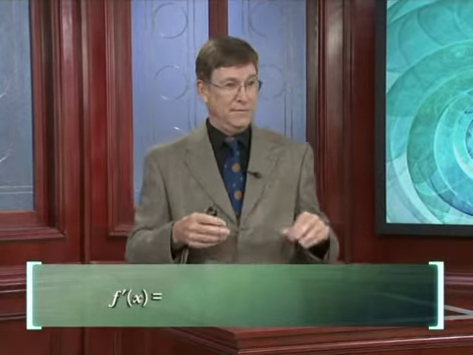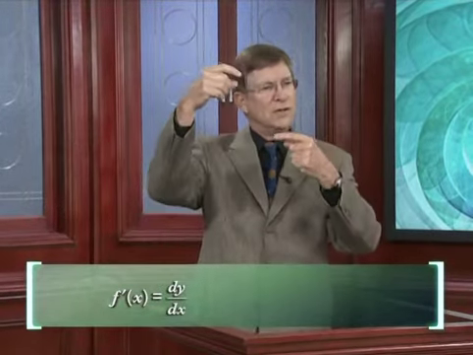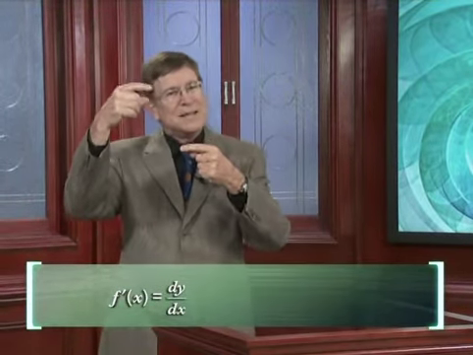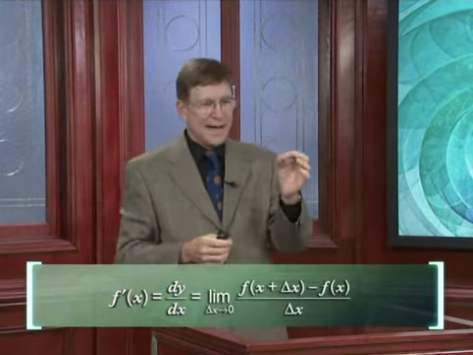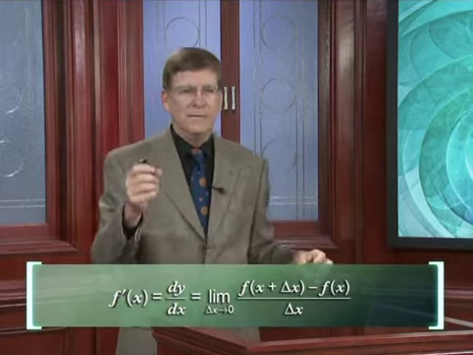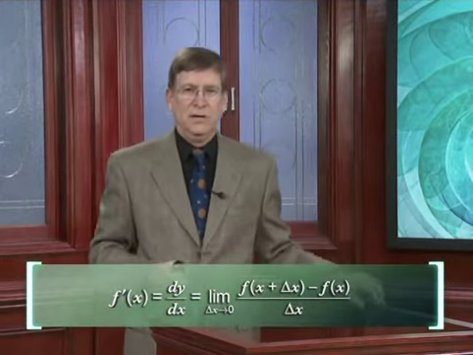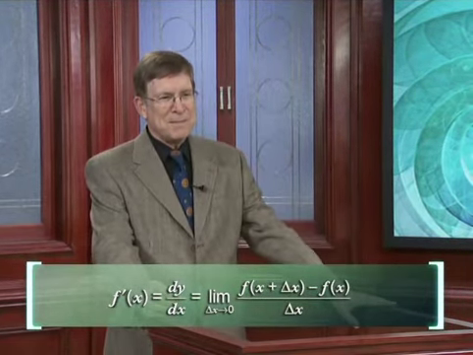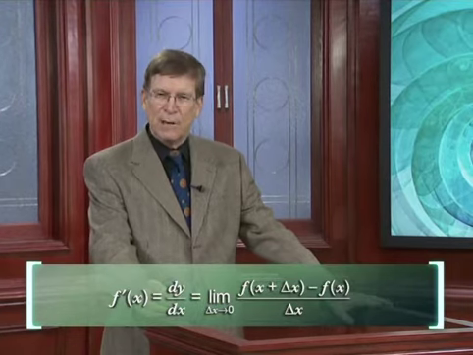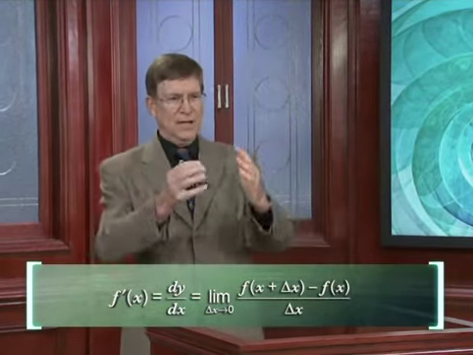f prime of x, that's our notation for the derivative of f of x, or the notation dy dx, which reminds us that the derivative is dealing with change in y over change in x. And it's the limit as delta x goes to 0 of f of x plus delta x minus f of x, all divided by delta x. So remember, this is basically the tangent line problem. We're talking about change in y over change in x and then taking a limit.